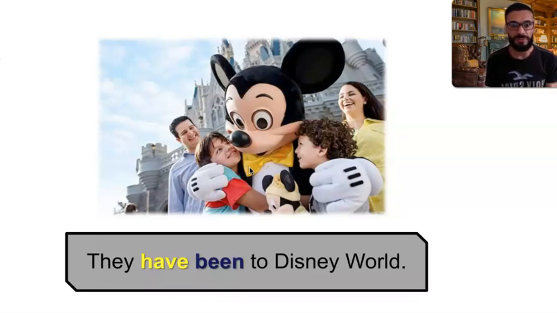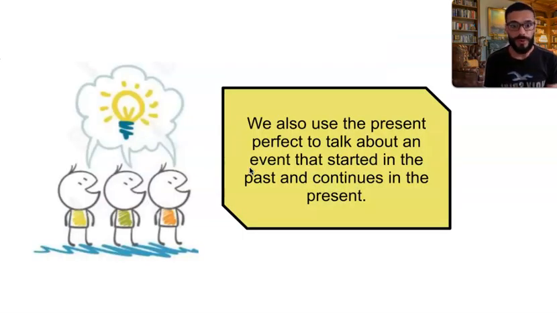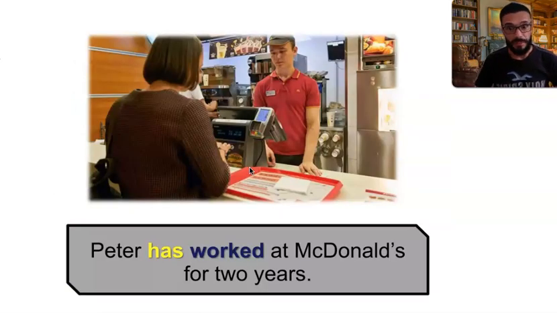If I say they have been to Disney World, I'm saying that they once visited Disney World in the past, but I'm not saying when, the day, the hour, etc. We also use the present perfect to talk about an event that started in the past and carries on in the present. If I say, Peter has worked at McDonald's for 2 years, it's the same as saying that 2 years ago Peter started working at McDonald's, a specific time, 2 years ago, and has worked so far, the present time.